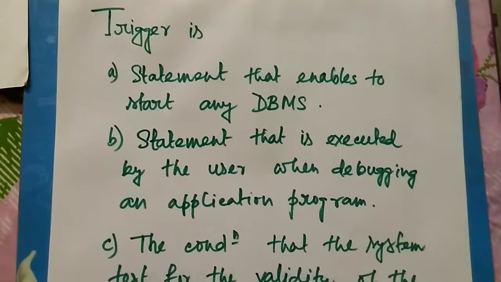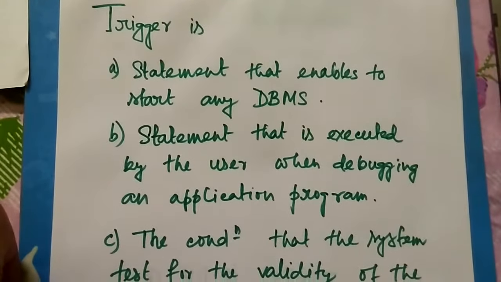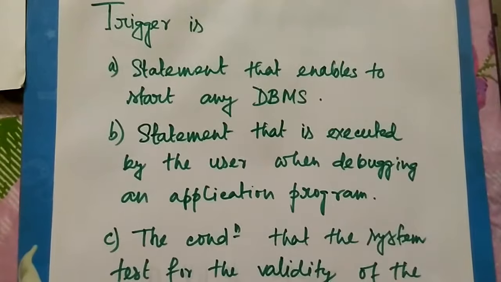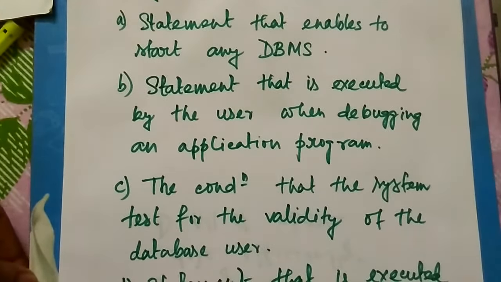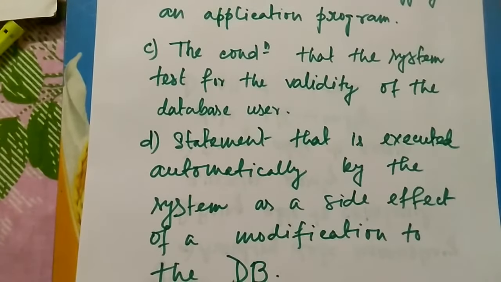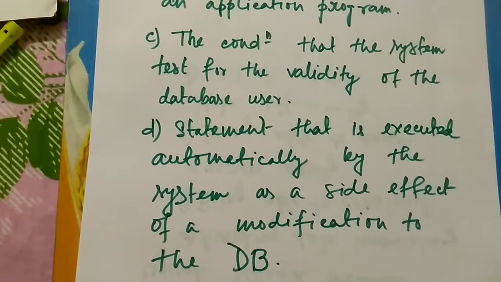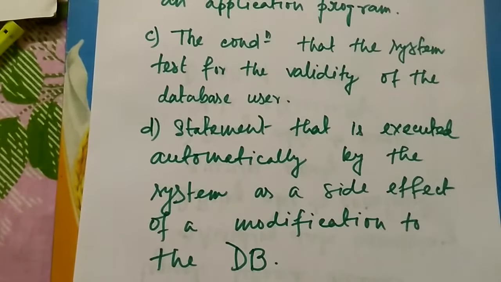This question is about trigger. So what is trigger? And they have given four options here. Trigger is like a statement that enables to start any DB. They have given the B option, a statement that is executed by the user when debugging an application program. The condition that the system tests for validity of the database user. And the last option is a statement that is executed automatically by the system as a side effect of a modification to the DB. So D is the correct option.